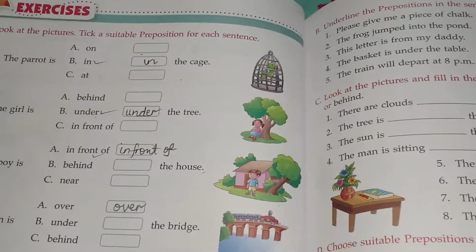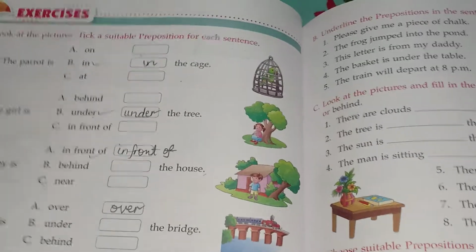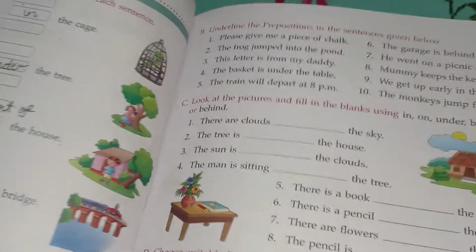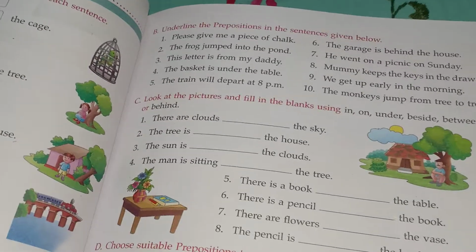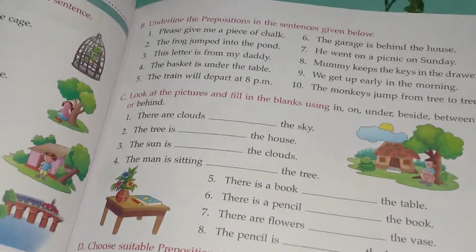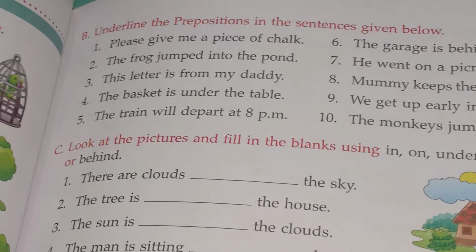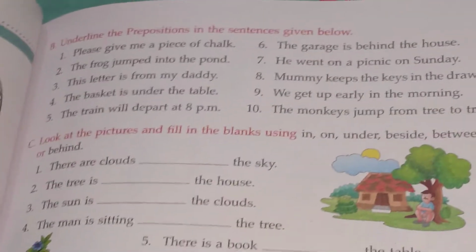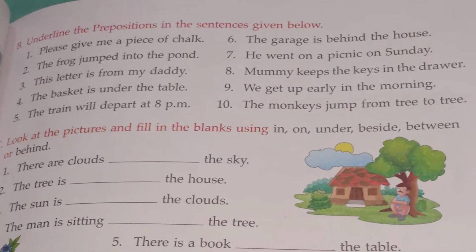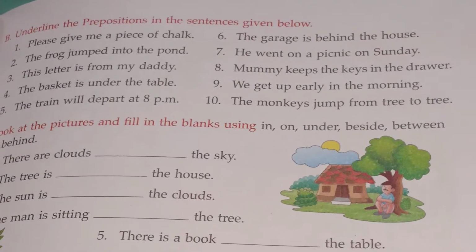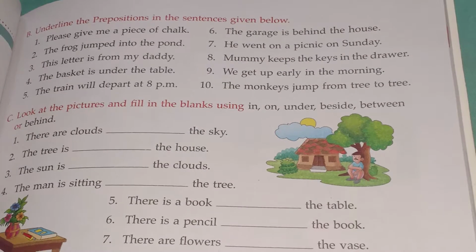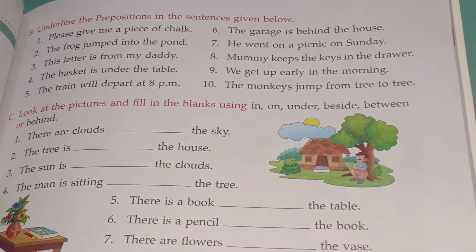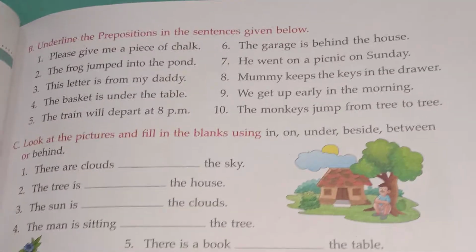As you all know, we have completed our first exercise on page number 50. Those who have not completed it, please make sure that you complete it today. Then coming to the second exercise on page number 51, that is the B exercise. In this exercise, you have to underline the prepositions in the sentences given below. So children, are you all ready to start the exercise?